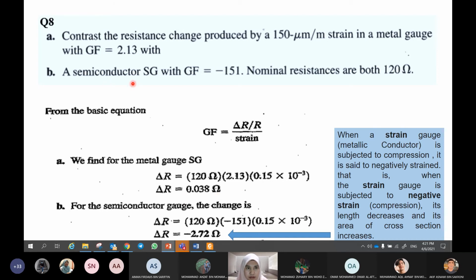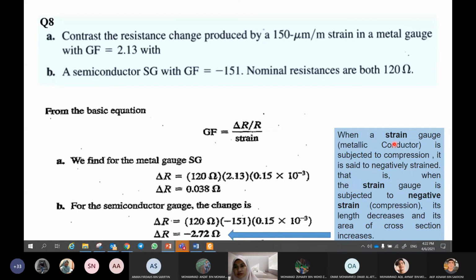The other material is the semiconductor strain gauge with this gauge factor. The same formula is applied. We just change the value of GF to -151, and we get 2.72 ohms. Why do we get negative?